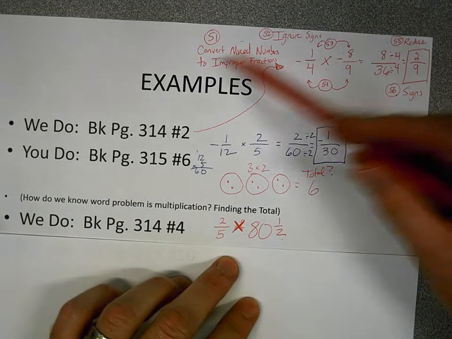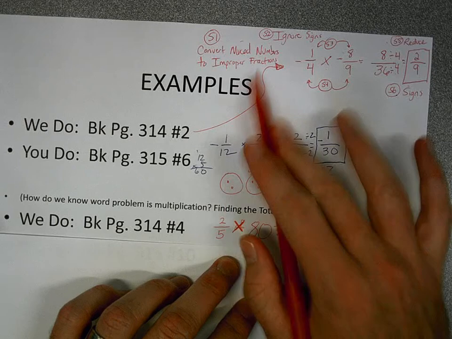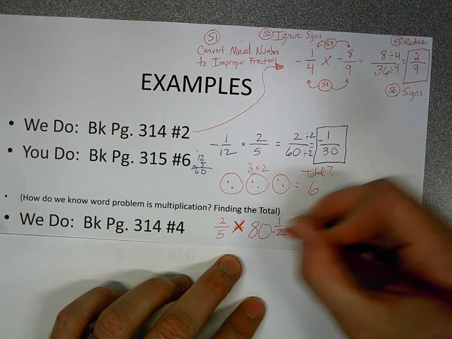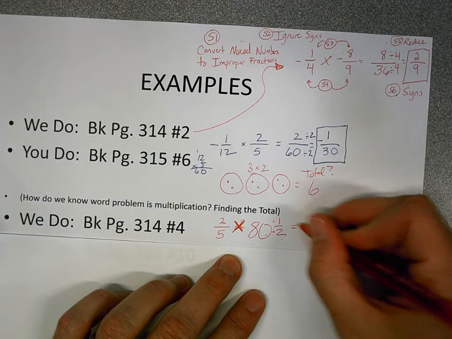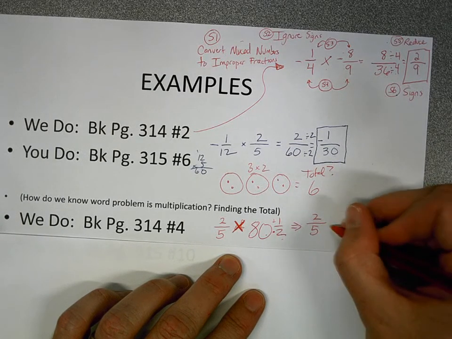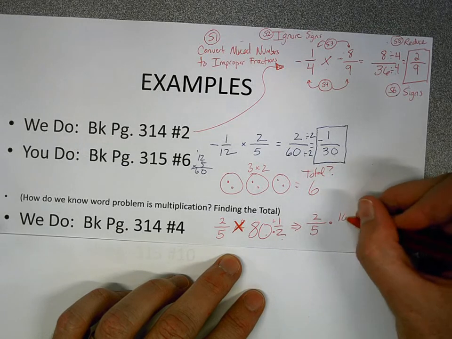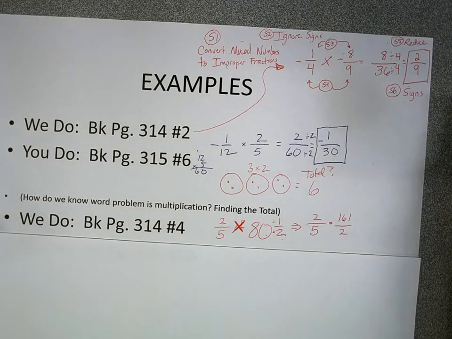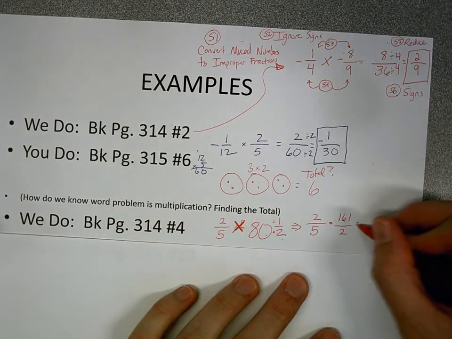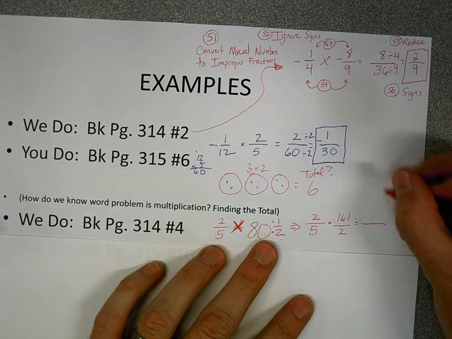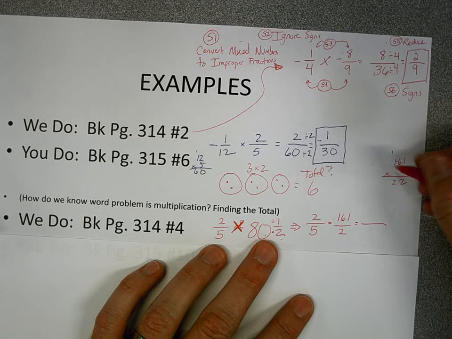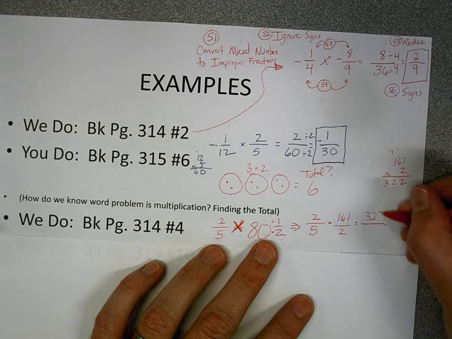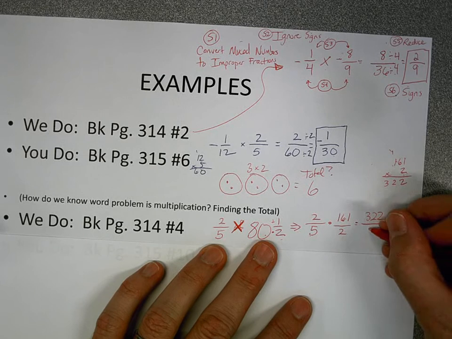At this point, I'm just going to go through my steps up here. So it says, convert my mixed number to an improper fraction. So I have 2 times 80 is 160, plus 1 is 161. So I'm going to put down 2/5 times 161 over 2. Second step, multiply my numerators. Well, 161 times 2, 2 times 1 is 2, 2 times 6 is 12, carry the 1, 2 plus 1, that's 322. And then, of course, the next step, multiply my denominators, and that's 10.